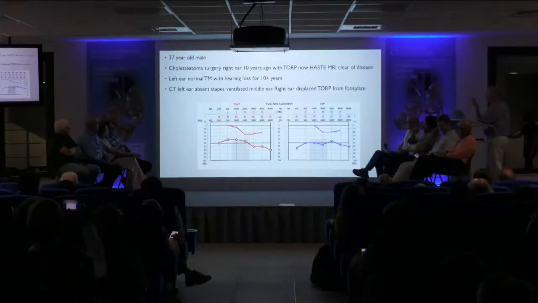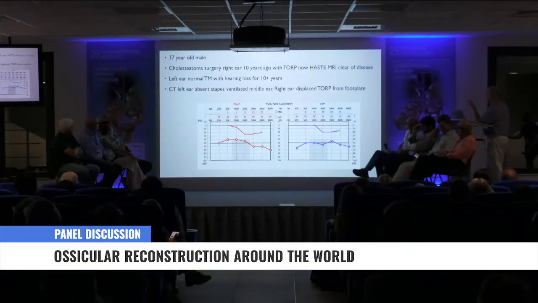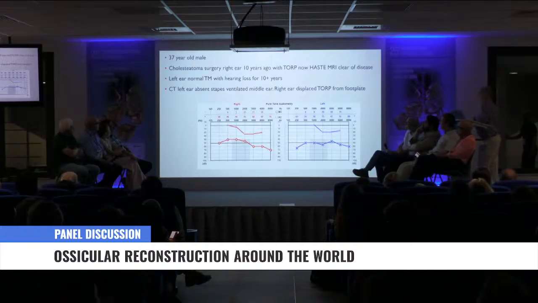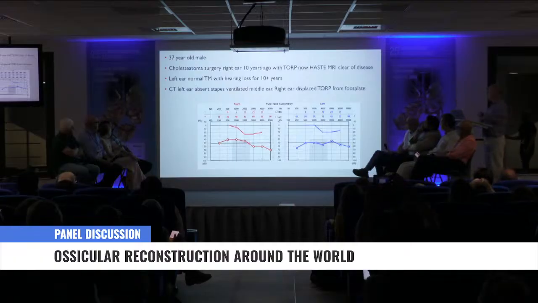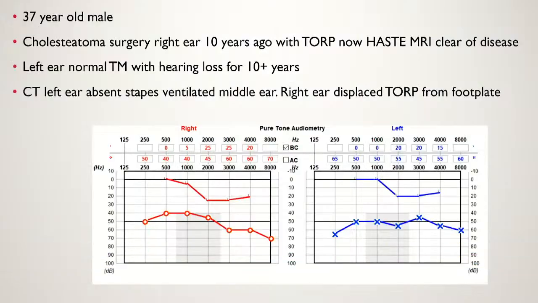What's this one? Okay. So this is a 37-year-old male, cholesteatoma surgery, right ear, 10 years ago, with a TORP, which initially seemed to work pretty well, doesn't work very well now. He's got a normal, clear MRI scan, which I thought meant something. Left ear, hearing loss for 10 years. And at surgery, the CT shows that there's no stapes but a ventilated ear. So this is a question, what do you do?